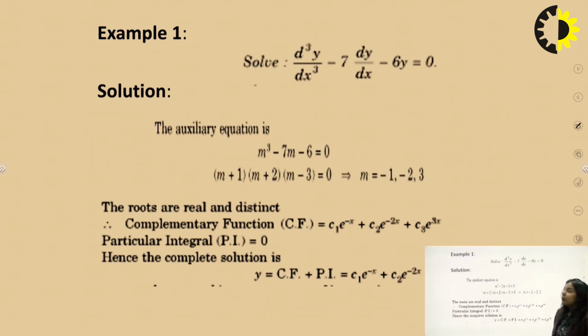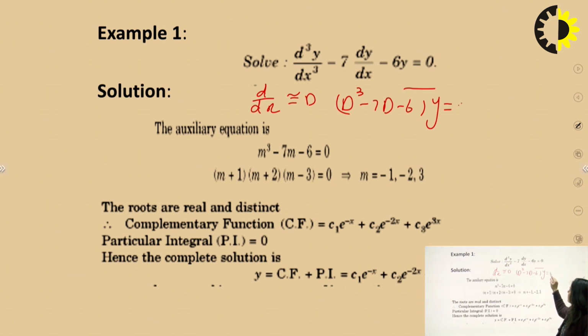Now for example, we have to solve d³y/dx³ - 7 dy/dx - 6y = 0. Firstly we assume that d/dx is equivalent to the operator capital D, and then d²/dx² is equivalent to D², and d³/dx³ is equivalent to D³. So the equation will be written in this form: (D³ - 7D - 6) y = 0. Now to find the auxiliary equation, we replace D by m and y by 1.